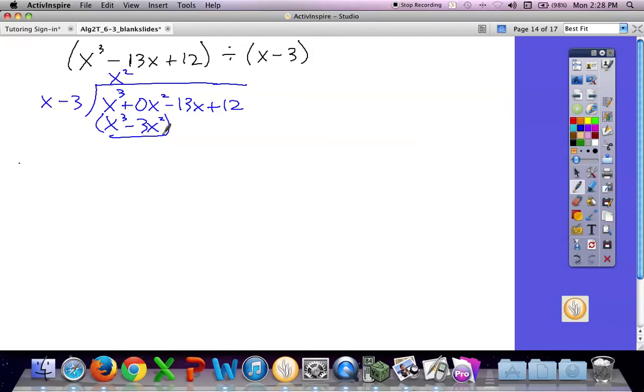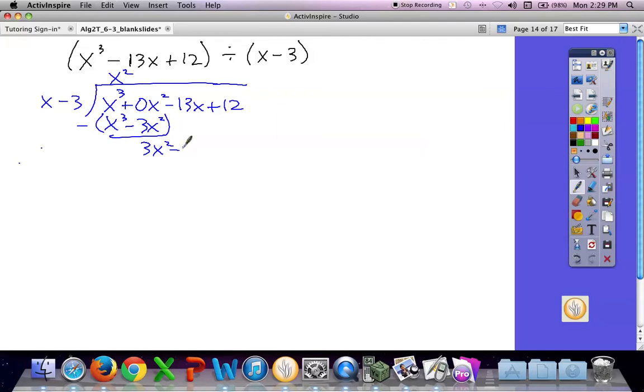Okay, subtract. Now notice that if I didn't have a 0x squared term, I wouldn't have anything to subtract against here. So it could lead to some errors. You can, if you keep everything really straight, actually not have that problem, but most of the time if you don't put that 0x squared term, it's going to lead to a wrong answer. What is 0 minus negative 3? Positive 3, right? Minus a negative is like positive.